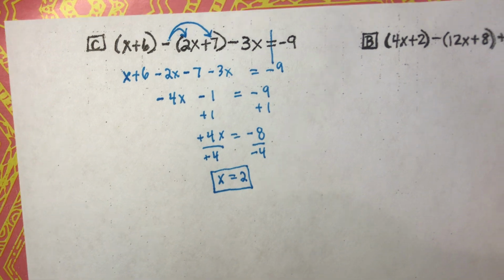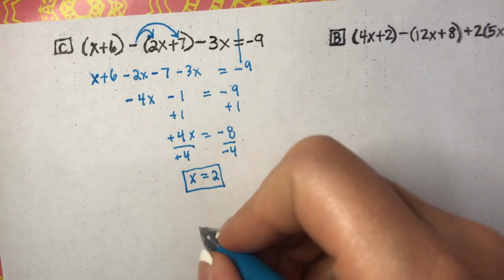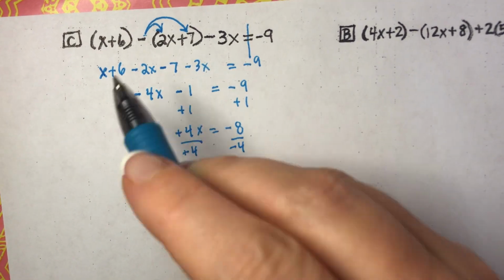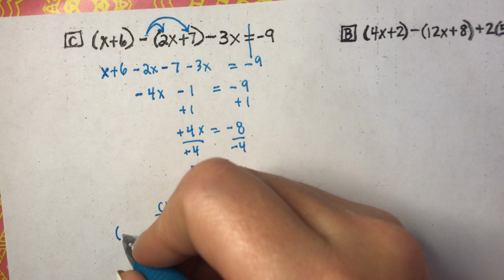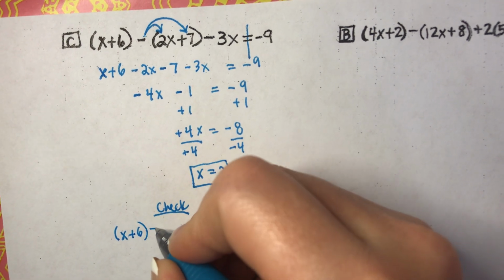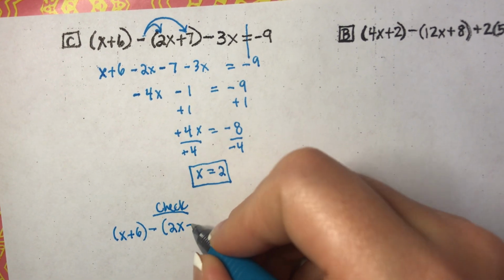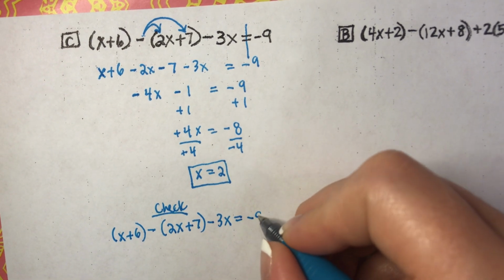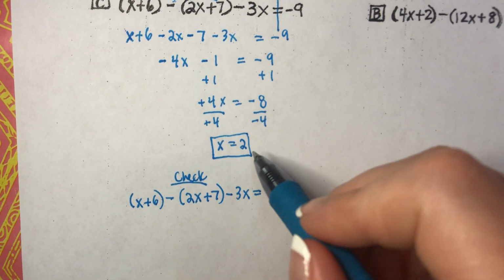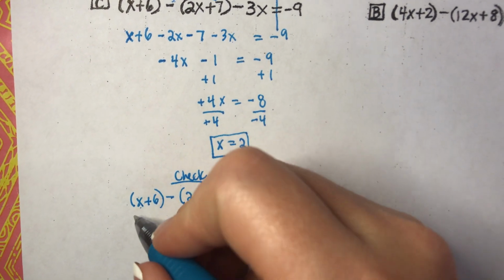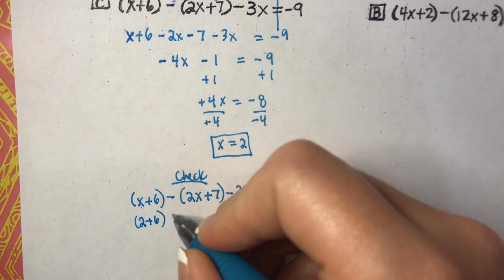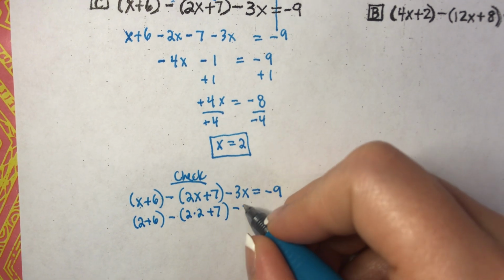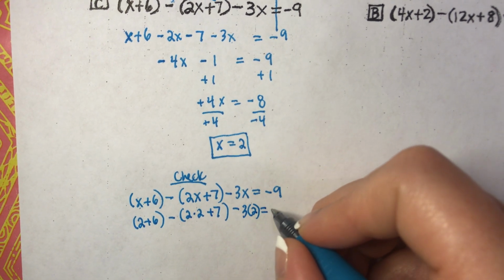Did you get it right? Well, let's go ahead and check it. So we're going to write the word check. We're going to write this whole thing down with all the parentheses and everything. So x plus 6 minus the quantity 2x plus 7 minus 3x equals negative 9. All right, now we're just going to substitute 2 in for x. So we get 2 plus 6 minus 2 times 2 plus 7 minus 3 times 2 equals negative 9.